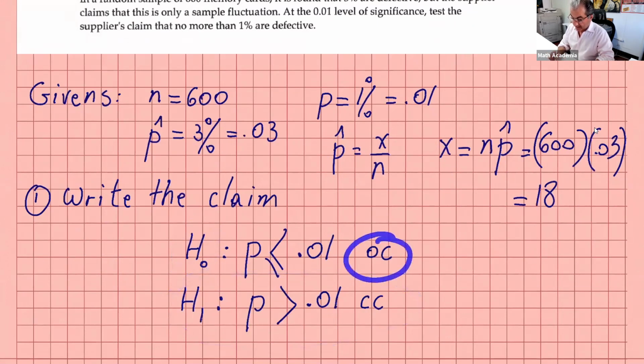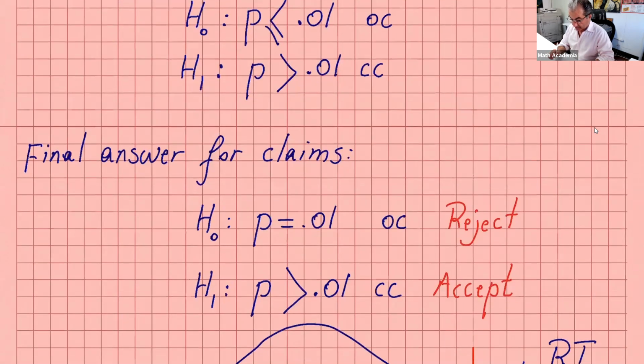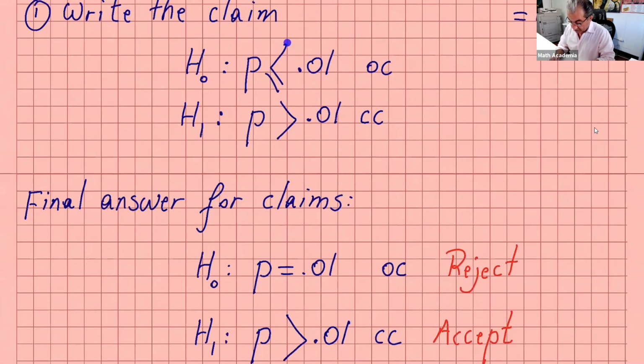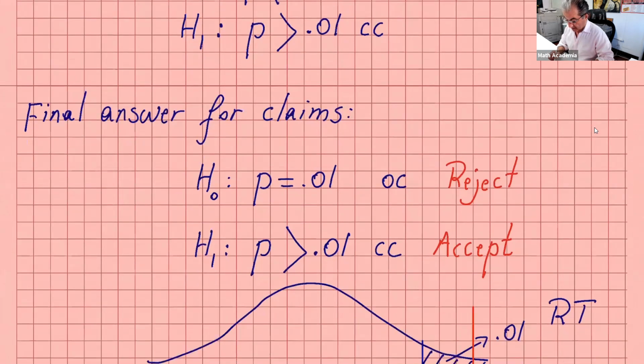We wrote that claim first, and that claim is in the problem, so that's the original claim. And of course, H1 here will be the counterclaim. So final answer, always change this sign to equal. So H0: P equals 0.01, nothing else changes. So that's the original claim. H1: P is greater than 0.01. So that's the counterclaim.